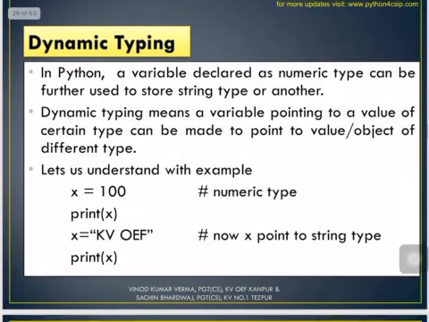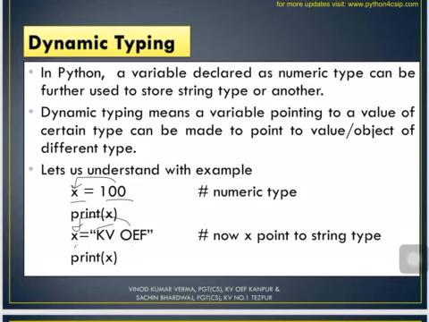Next we have dynamic typing. Dynamic typing is again a very simple concept to understand. Let me come to the example straight away. If I say x is equals to 100, print x, it will print the value as 100. Here I am assigning a numeric value. Then if I say x is equals to "kVOEF", that means in the next statement I am assigning a string value to the variable x. So this is the dynamic nature of a variable here.